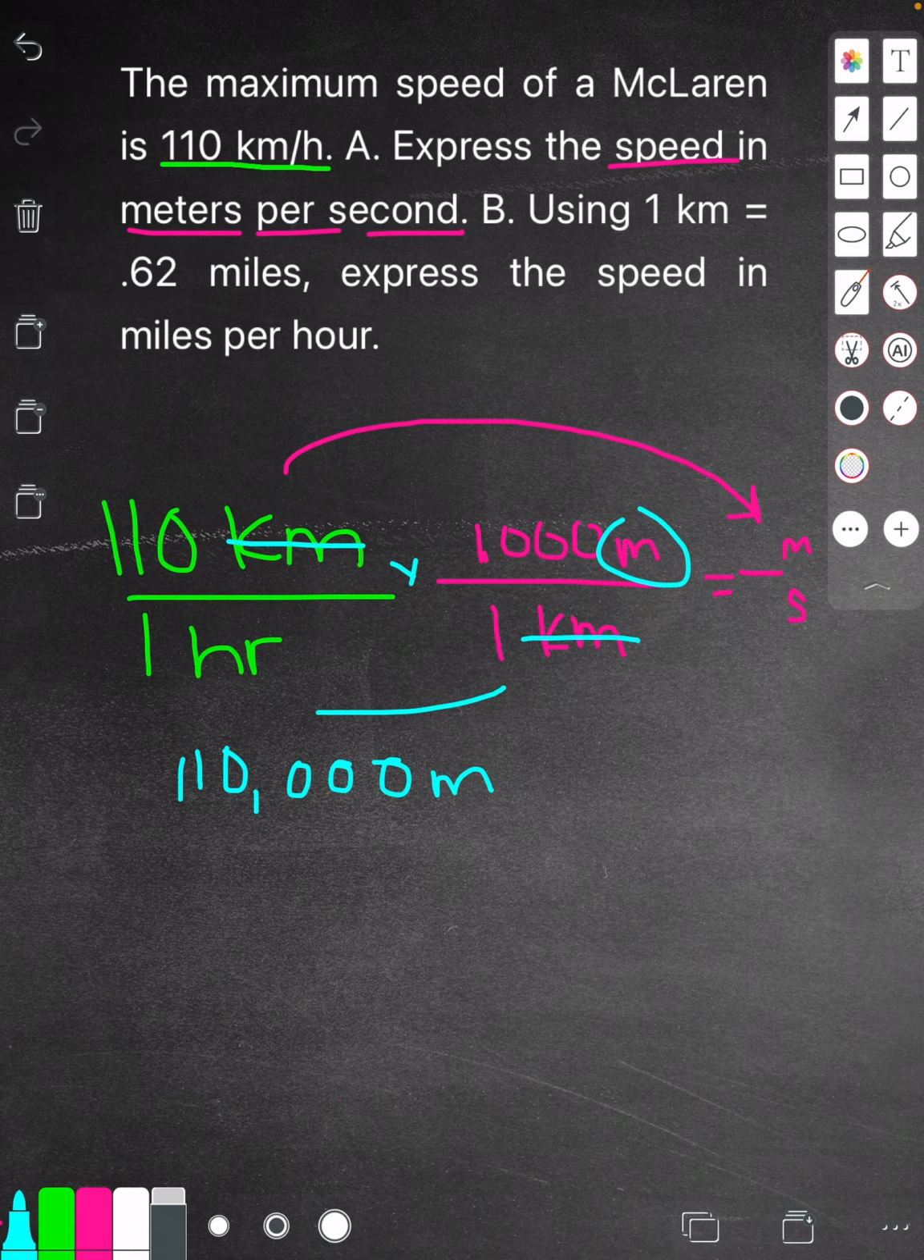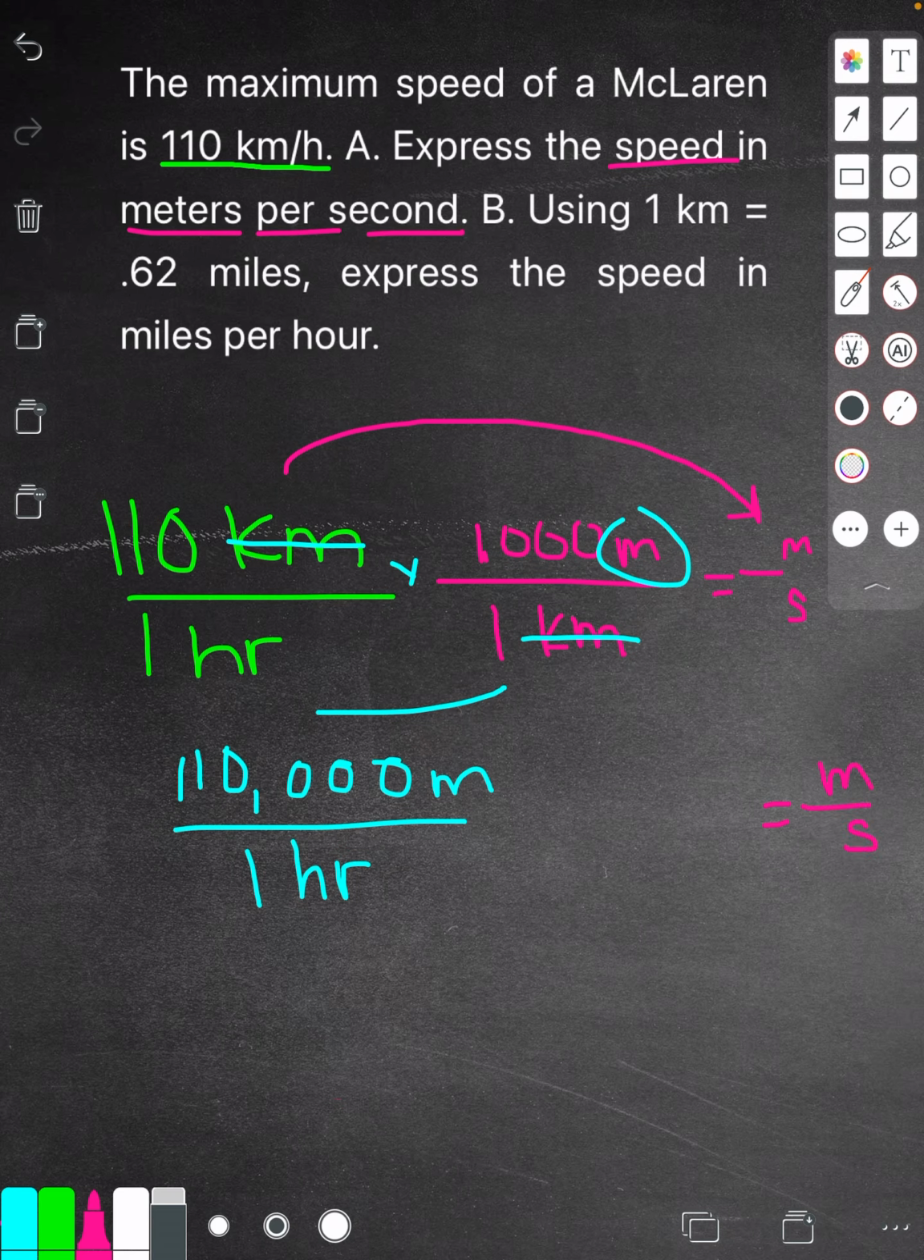Now let's look at the bottom. 1 hour times 1. 1 times 1 is 1. And hour. Now let's go back to look at our regular goal here. Our goal of this problem is to get to meters per second.